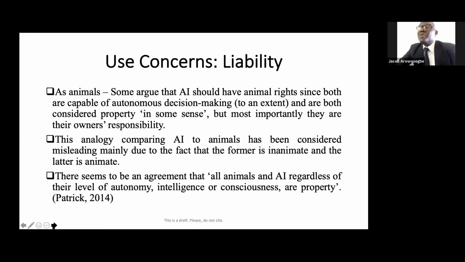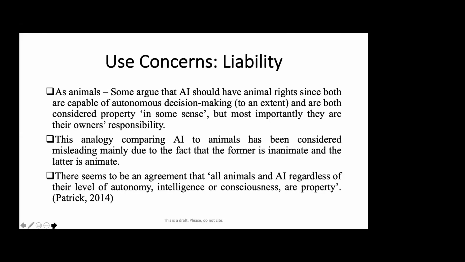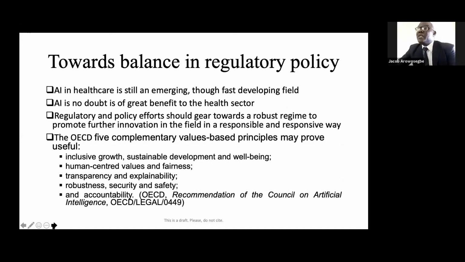The other option is to regard AI systems as analogous to animals. Some argue that AI should be decision-making to an extent, and both are considered as property in some sense. But most importantly, they are their owner's responsibility. This analogy comparing AI to animals has been considered misleading, mainly because the former is inanimate and the latter is animate. There, however, seems to be agreement that all animals and AI, regardless of their level of autonomy, intelligence, or consciousness, are property.